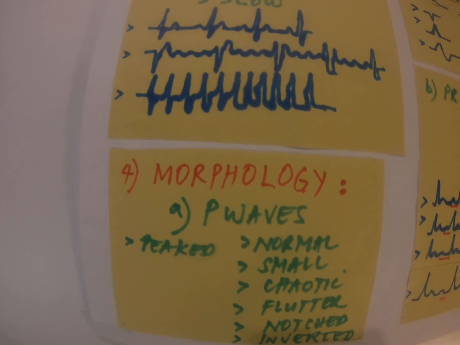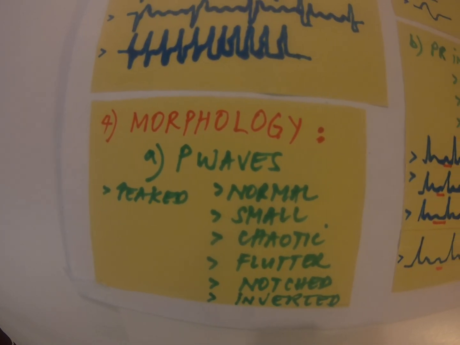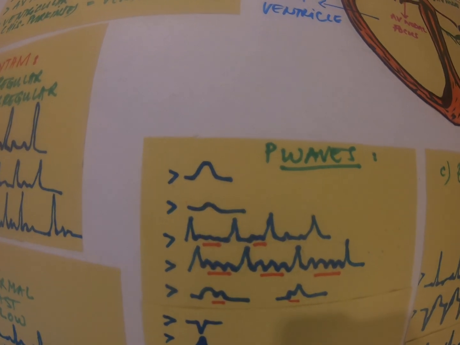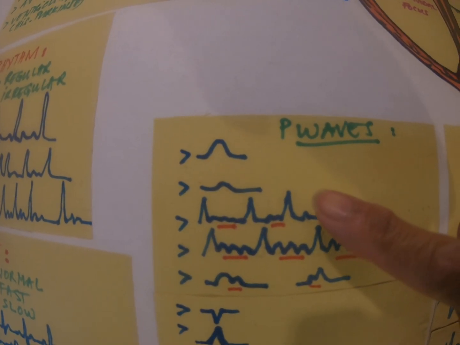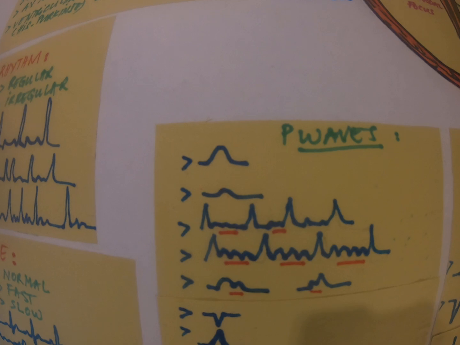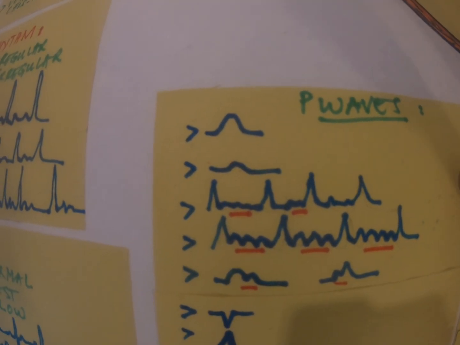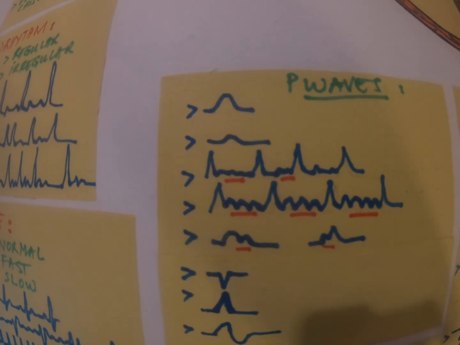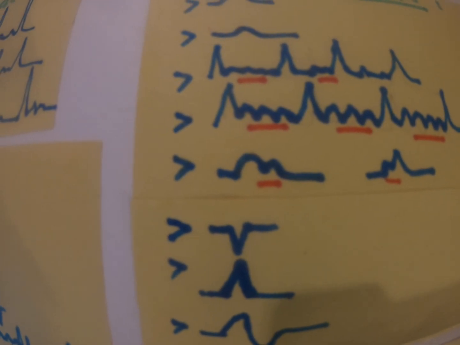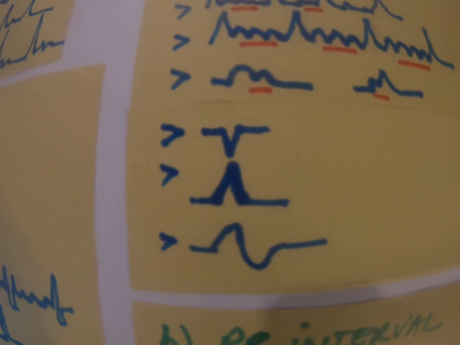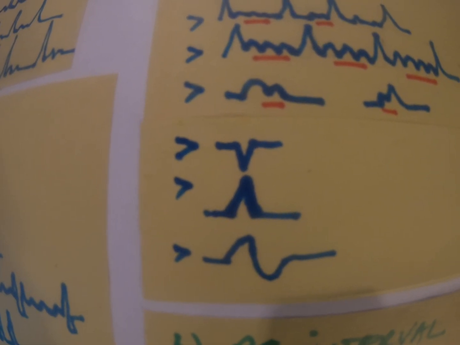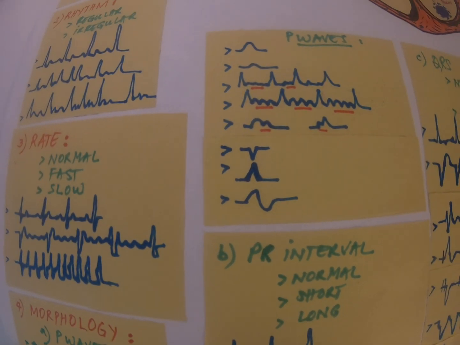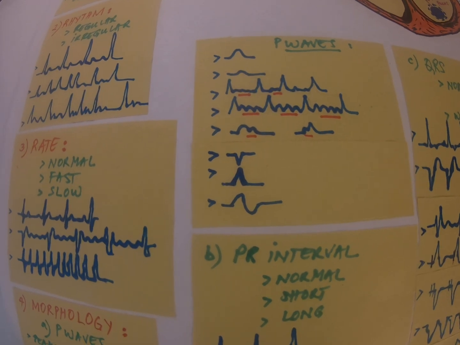Example, letter A is P waves. There are many designs of our P waves in here. That is normal, right here. Next is a flat one. Usually that flat P is atrial. And there's also AFib, and there's a flutter. And the inverted P wave here, that could be ischemia, or the peaked P wave here could be atrial enlargement, and the biphasic P wave here. So they could be normal, small, chaotic, flutter, notched, or inverted.